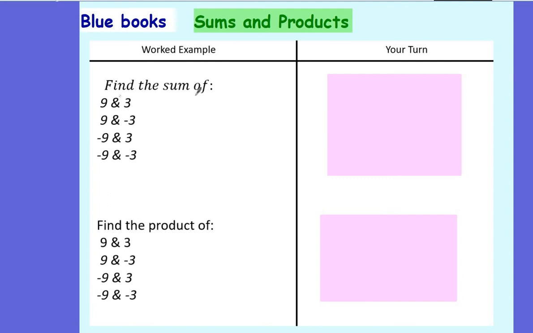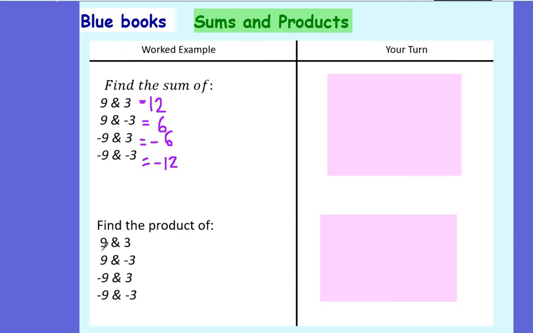So here's my examples. Find the sum of 9 and 3. The sum means I'm adding them together. 9 plus 3 is going to give me 12. If I've got 9 plus negative 3, that's going to give me 6. If I've got negative 9 and I add on 3, that's going to give me negative 6. And if I add together negative 9 and negative 3, that's going to give me negative 12.